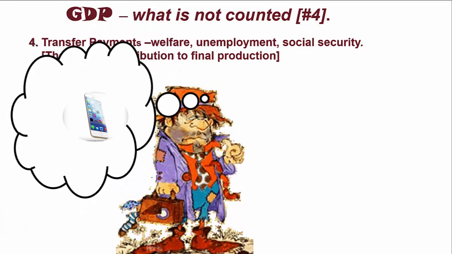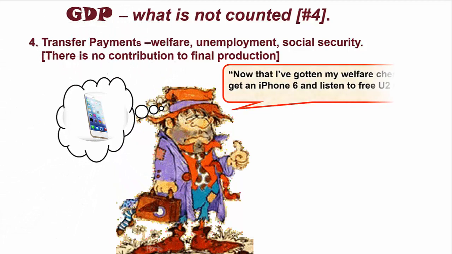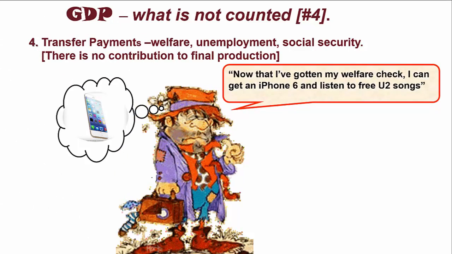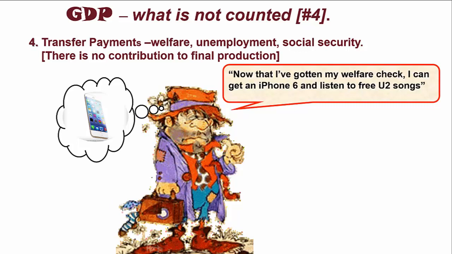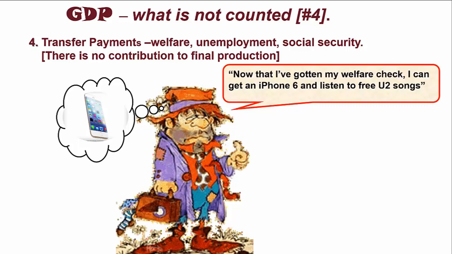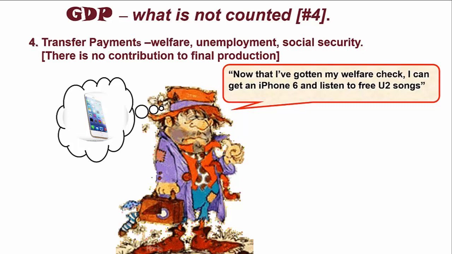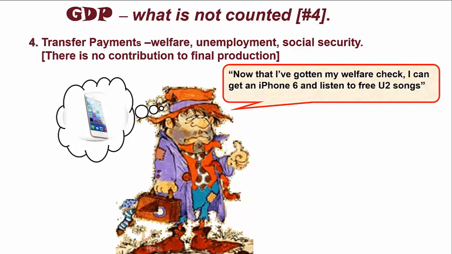Alright, number 4, transfer payments. We already discussed this. Okay? So when the government sends money to people for doing nothing, as far as producing things, it does not count. Now, when people spend that money, then it can count.